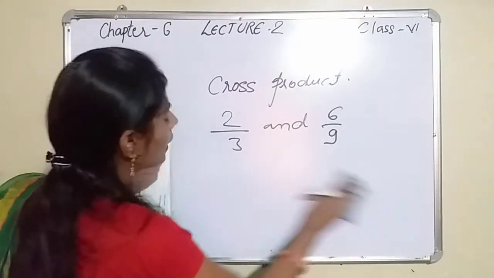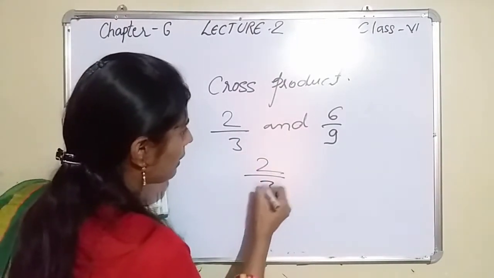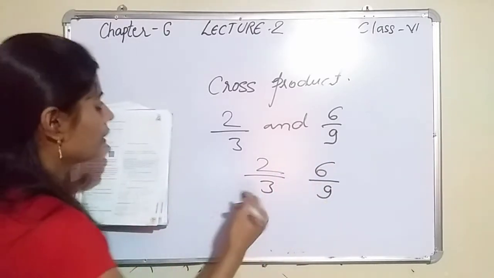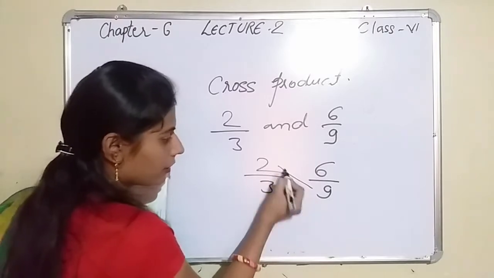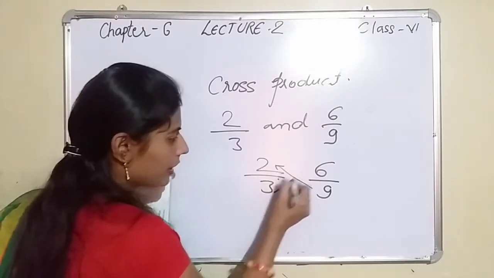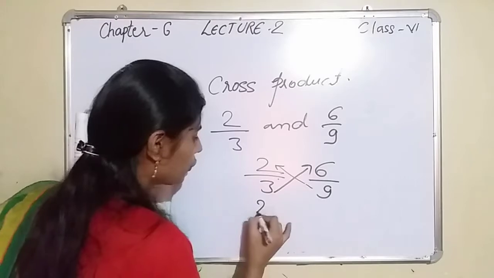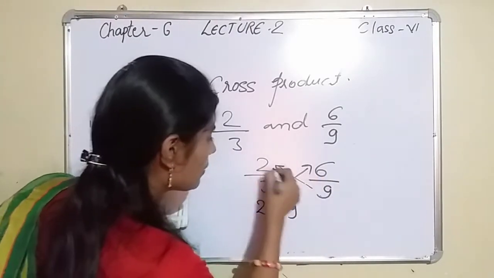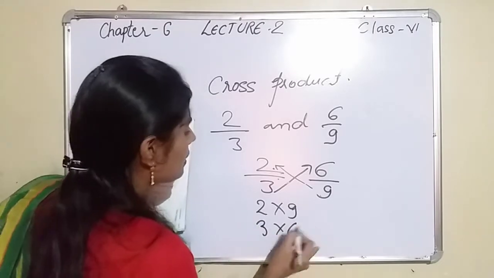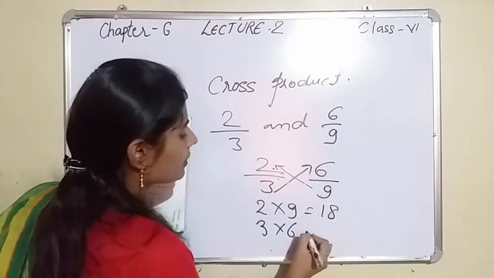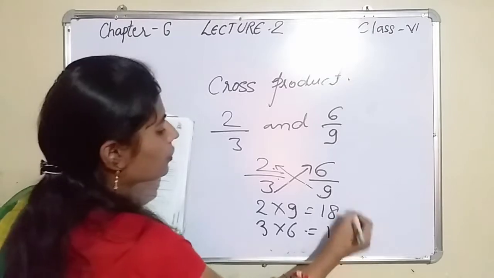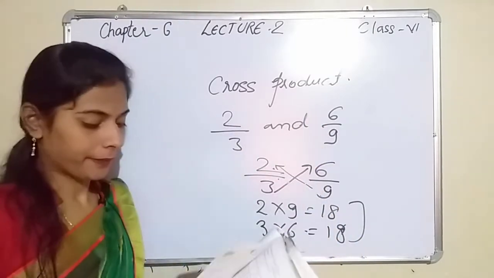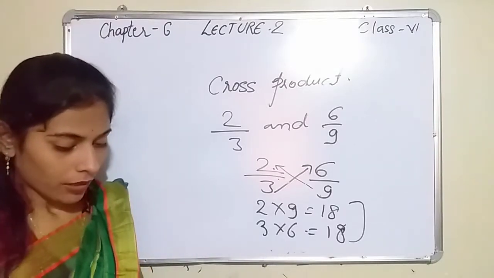Now see, to find the cross product of 2 by 3 and 6 by 9, in this case what you have to do? Cross product means you have to multiply 2 by 9 and 3 by 6. 9 2s are 18 and 6 3s are 18. So what is the cross product of 2 by 3 and 6 by 9? That is 18. Okay.